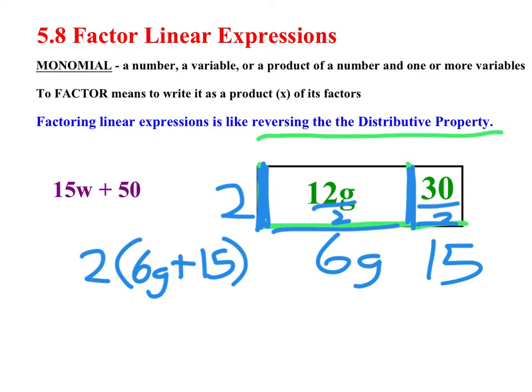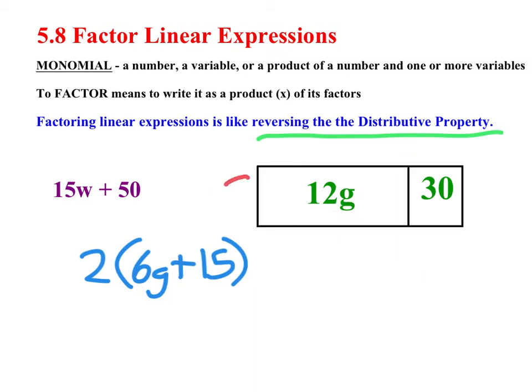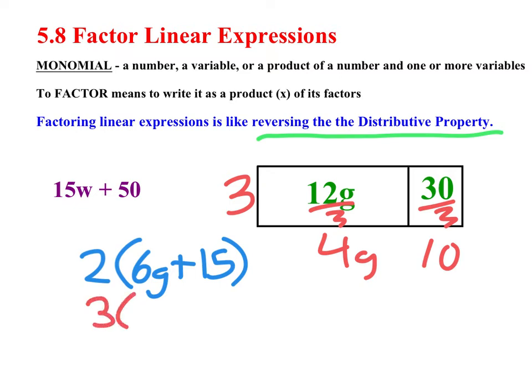But you might notice that 6g and 15 also have a 3 in it. So it could have been that you divide by 3 instead. So maybe we decide this was 3. If I divide by 3, I get 4g. If I divide by 3, I get 10. So that would look like this: 3 times the quantity 4g plus 10.